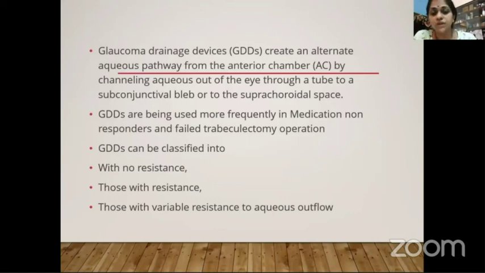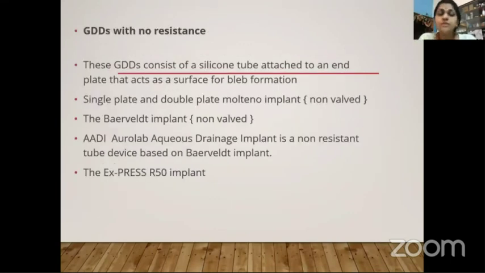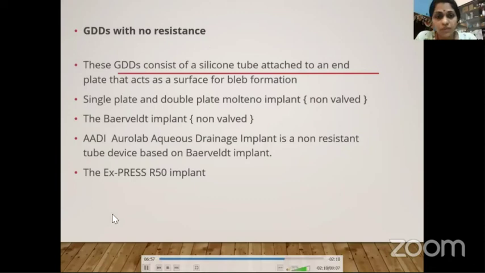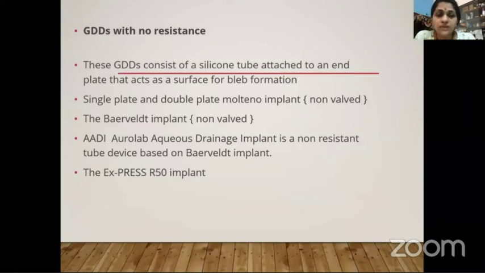The GDDs are classified into those with no resistance, those with resistance, and those with variable resistance. GDDs with no resistance have a silicon tube attached to an end plate, which acts as the surface for bleb formation. Single plate, double plate, and Molteno implants are non-valved. Baerveldt implant is non-valved. I'll be just mentioning the names for the postgraduate students. There is also the Ahmed aqueous drainage implant, and Express R50.